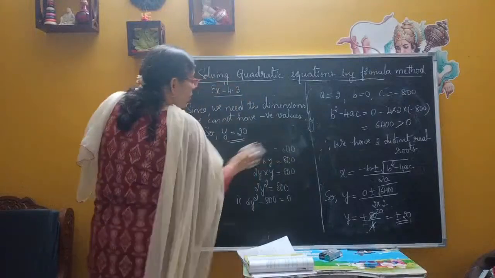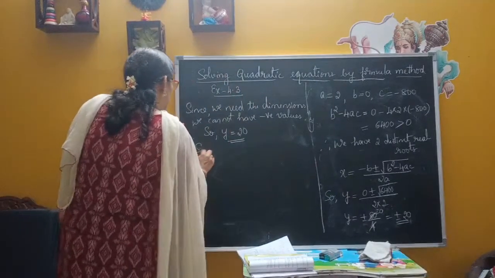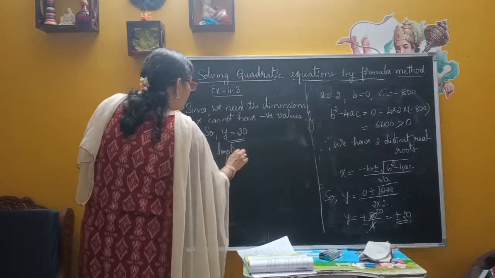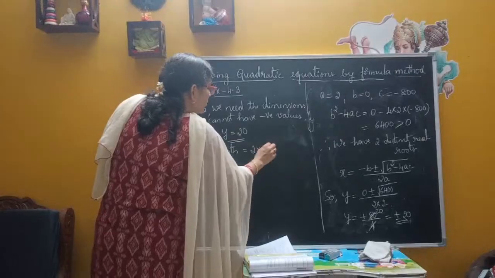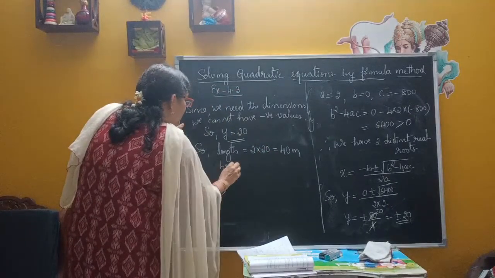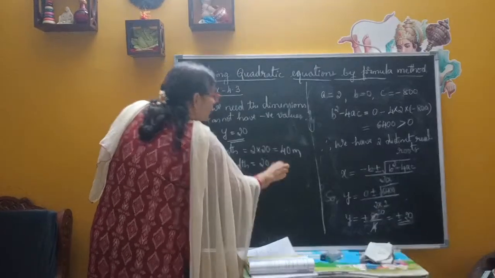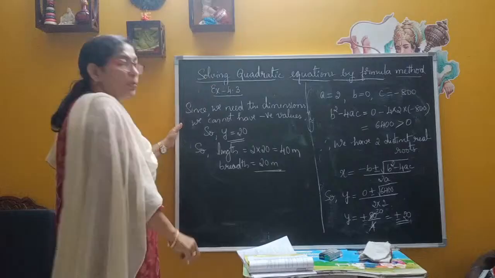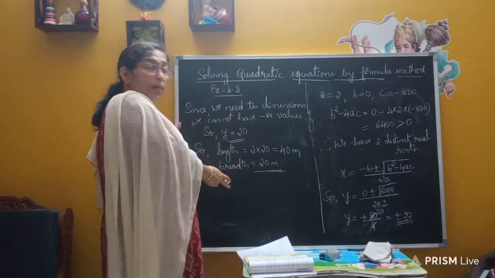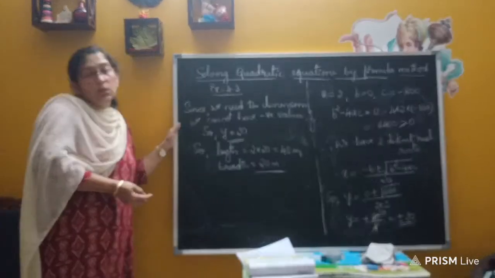What does it mean now? What is length? What is breadth? Length is 2y, that is 2 into 20, 40 meter, and breadth is y, that is 20 meter. So 40 meter and 20 meter. We can design a mango grove using this dimension, taking length as 40 meter and breadth as 20 meter.